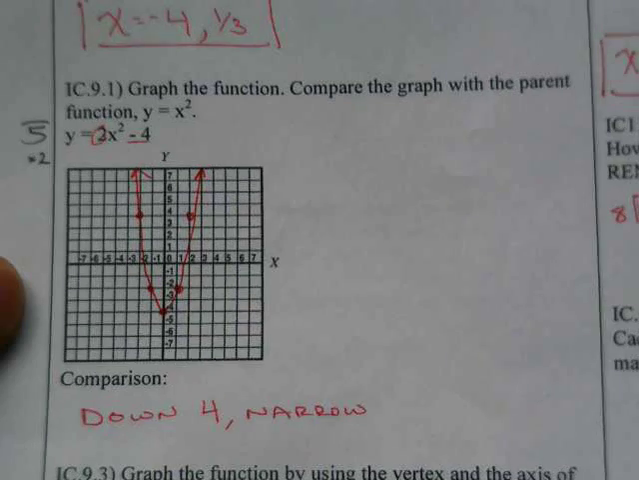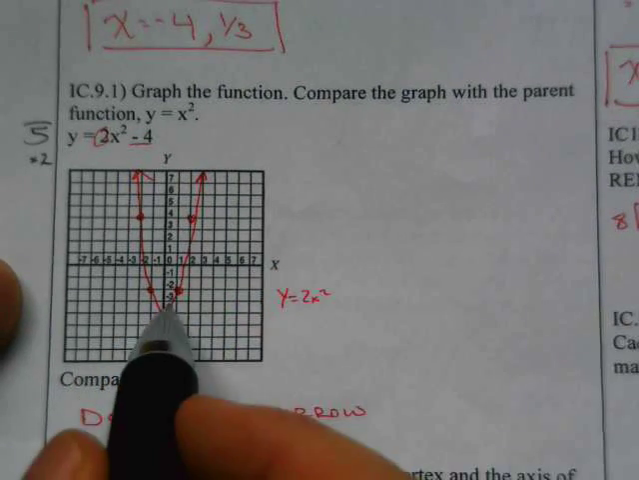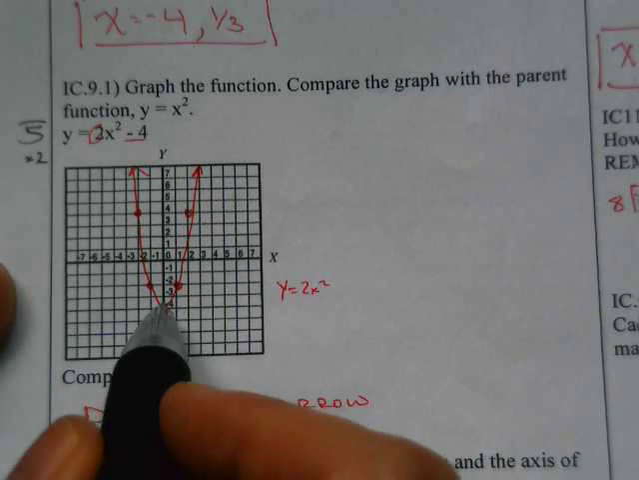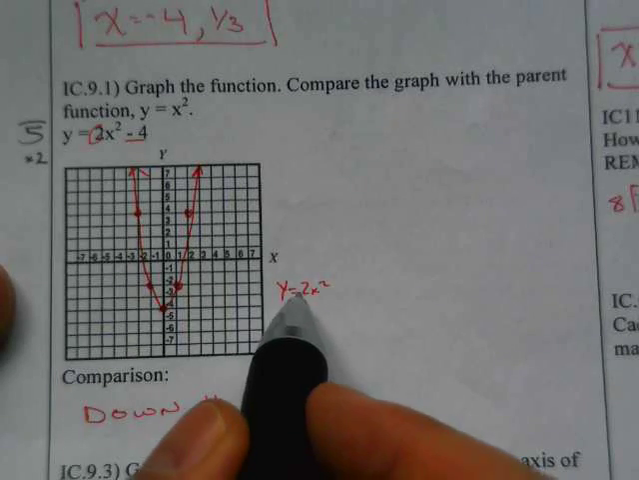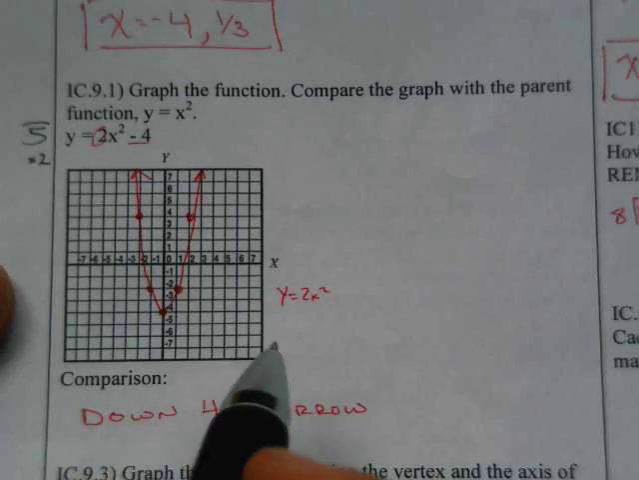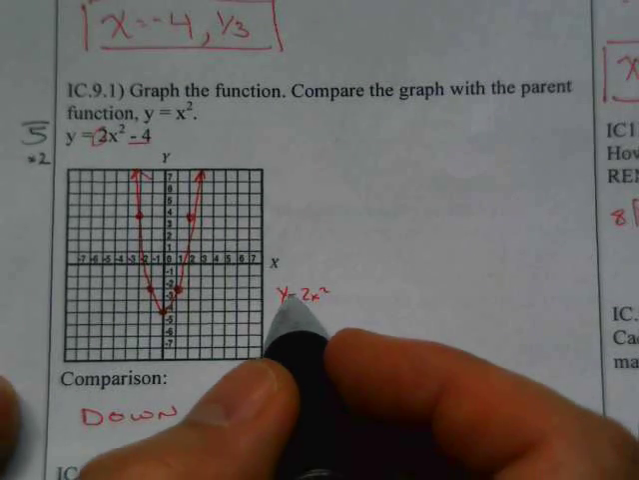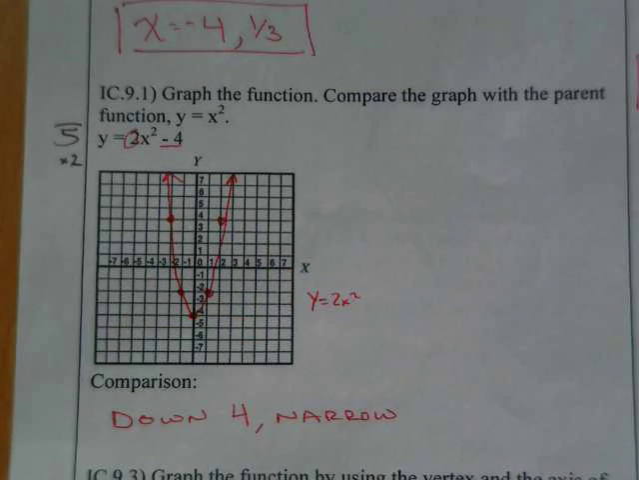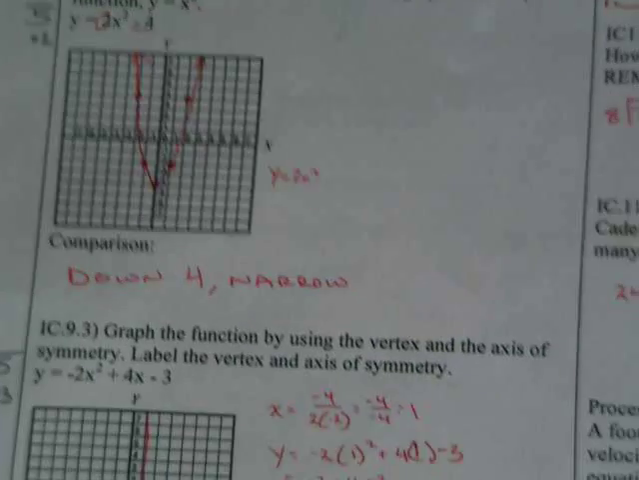How narrow? Well, we would just graph y equals 2x squared, pretending like this is the origin, and go from there. So when x equals 1, 1 squared is, sorry, 1 squared is 1, 1 times 2 is 2, so I go over 1 up 2, and I got the symmetric point over here. Probably want one more just to be safe. 2 squared is 4, 4 times 2 is 8, so I'd go over 2 and up 8. And there's my function. And of course my comparison, this goes down, and it's more narrow than the parent function.